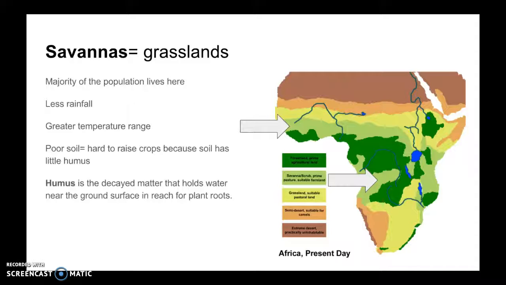It is hard to raise crops because the soil has little humus. Now, humus is the decayed matter that holds the water near the ground surface so that the plant roots can actually use it to feed the plants.